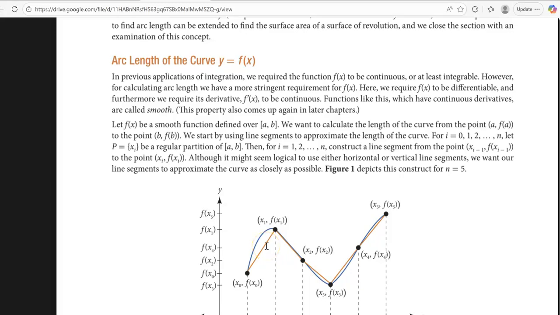Hello everyone and welcome back to another calculus video. In this video we're going to talk about arc length of a curve and then we're going to talk about surface area of the curve.